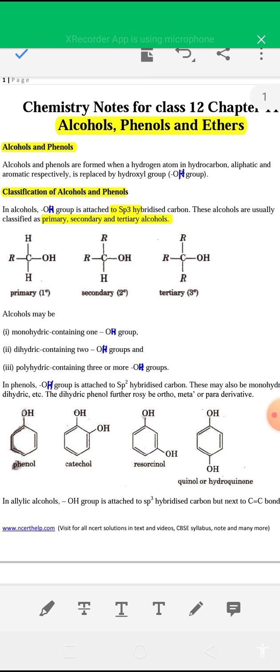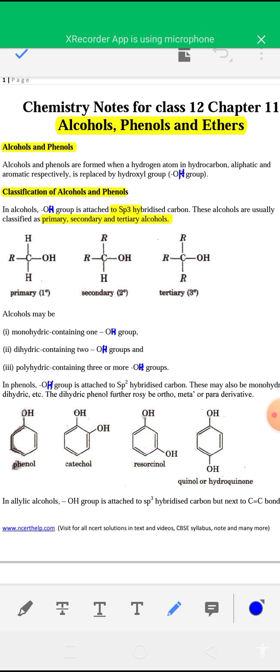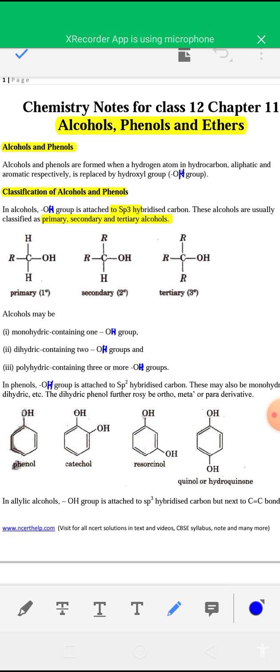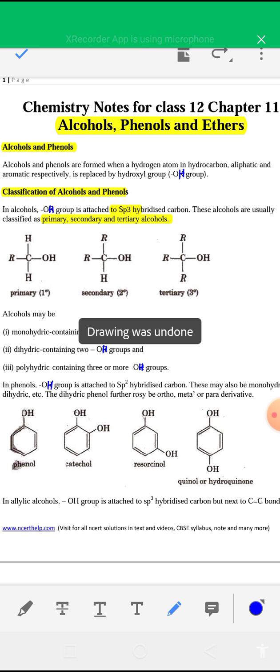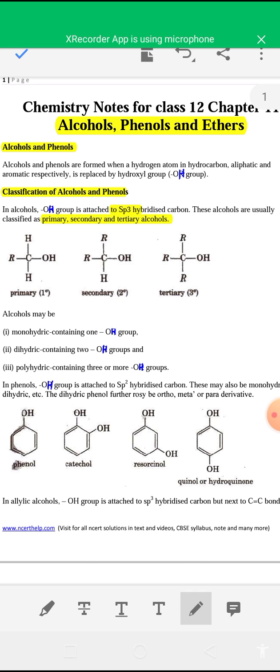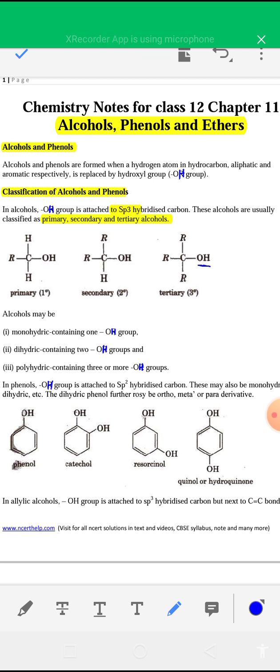Again I am repeating, if the carbon atom containing the OH group is directly joined with one alkyl group, then it is known as primary. The general formula of primary alcohol is RCH2OH. In secondary alcohol or 2 degree alcohol, the carbon atom containing the OH group is directly attached with two alkyl groups or two carbon atoms. The general formula of 2 degree alcohol is R2CHOH. In tertiary alcohol, the carbon atom containing the OH functional group is directly attached with three alkyl groups. The general formula of tertiary alcohol is R3COH.